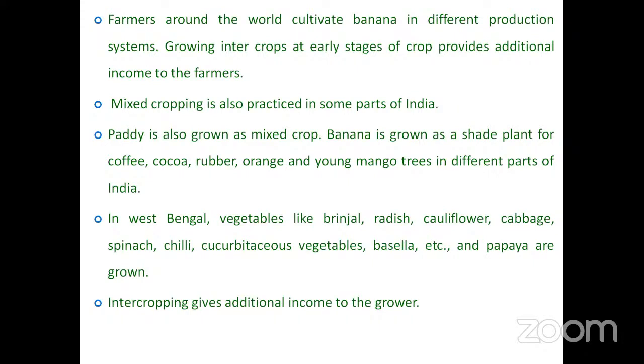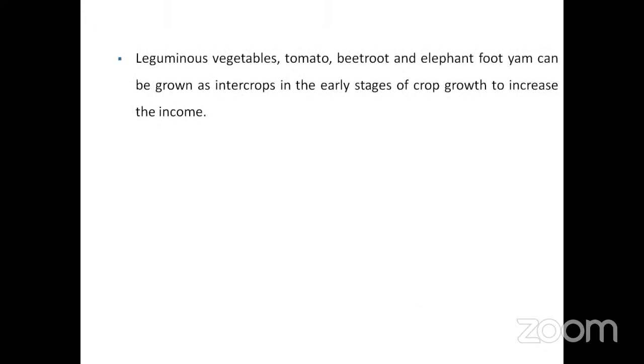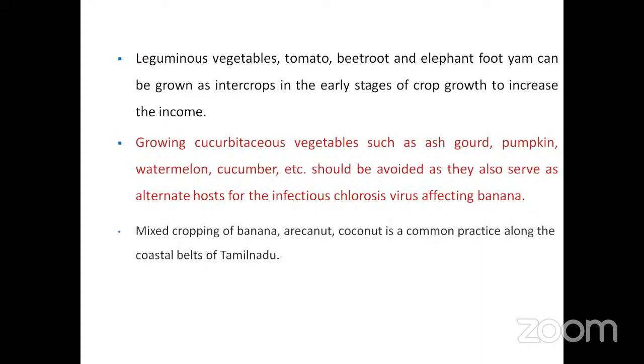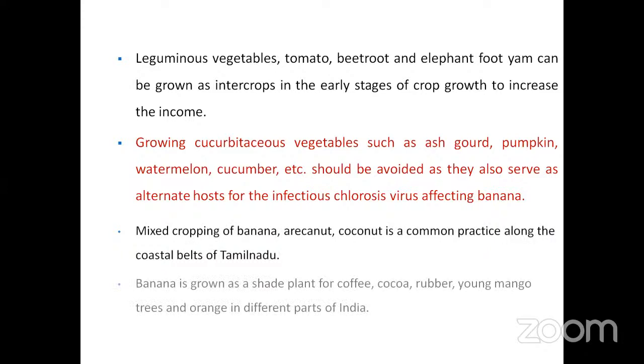in South India, vegetables are grown. Banana is also grown as a shade plant for coffee, cocoa, or sweet orange plants. And in West Bengal, many vegetables like brinjal, radish, cauliflower, cabbage, spinach, chili, and cucumber are also grown. And leguminous vegetables, mostly in coastal regions like in Andhra Pradesh, and mainly tuber crops like elephant foot yam, Dioscorea, and turmeric are also grown. Mixed cropping of banana with arecanut and coconut is also a common practice in coastal belts of Tamil Nadu and also in Kerala.